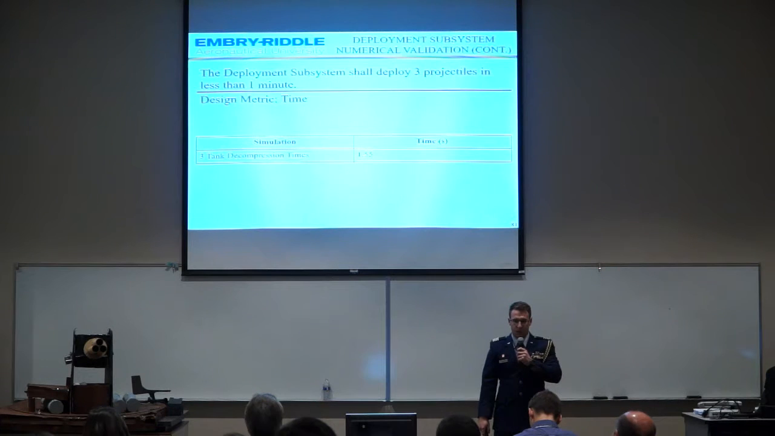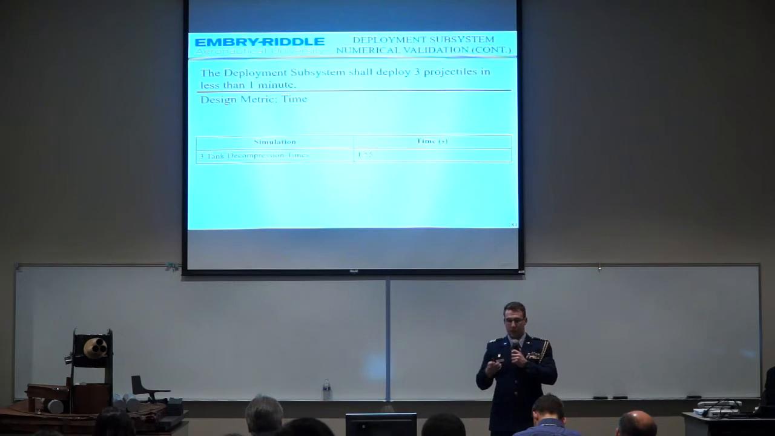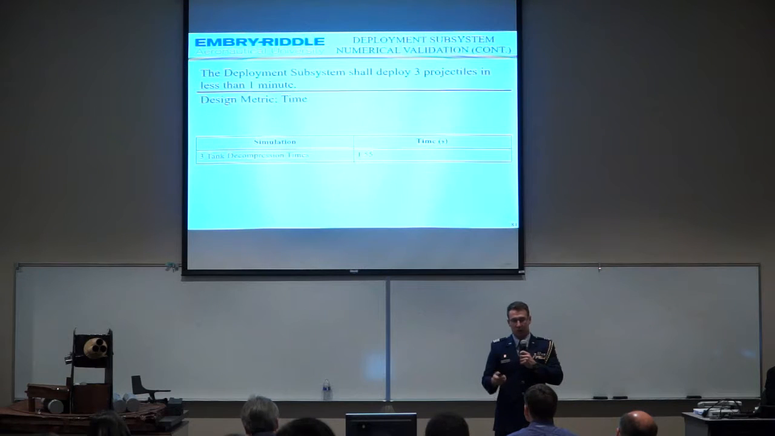Our next requirement, the deployment subsystem shall deploy 3 projectiles in less than 1 minute. Our design metric for this is time. We use MATLAB simulation and the tick and talk feature again to look at how long it takes one tank to decompress with that 1/4-inch diameter solenoid valve from the maximum pressure to the minimum pressure that would be needed to go from 100 meters to 50 meters. The time it takes one tank to depressurize is 1.55 seconds, and each tank will be depressurized at the same time. So the time it takes 3 tanks to depressurize will also be 1.55 seconds.